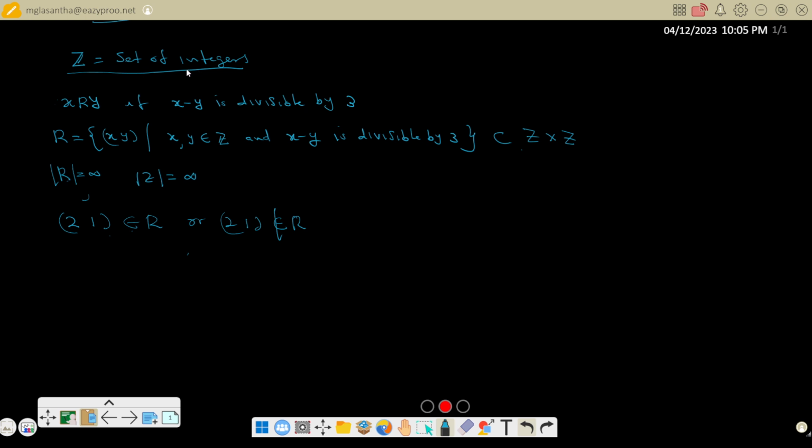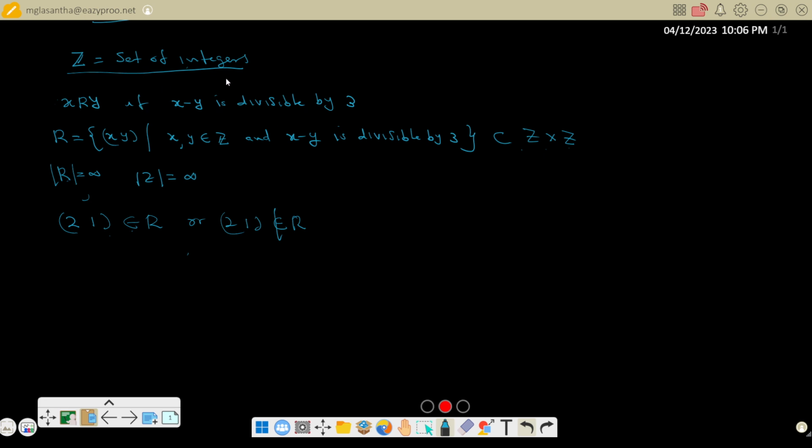If Z is an infinite set, suppose Z is a finite set, then you can imagine what you mean by Z cross Z, no? So Z infinite means Z cross Z is also infinite. You can never list out all the members of Z cross Z, because it is an infinite set, right?